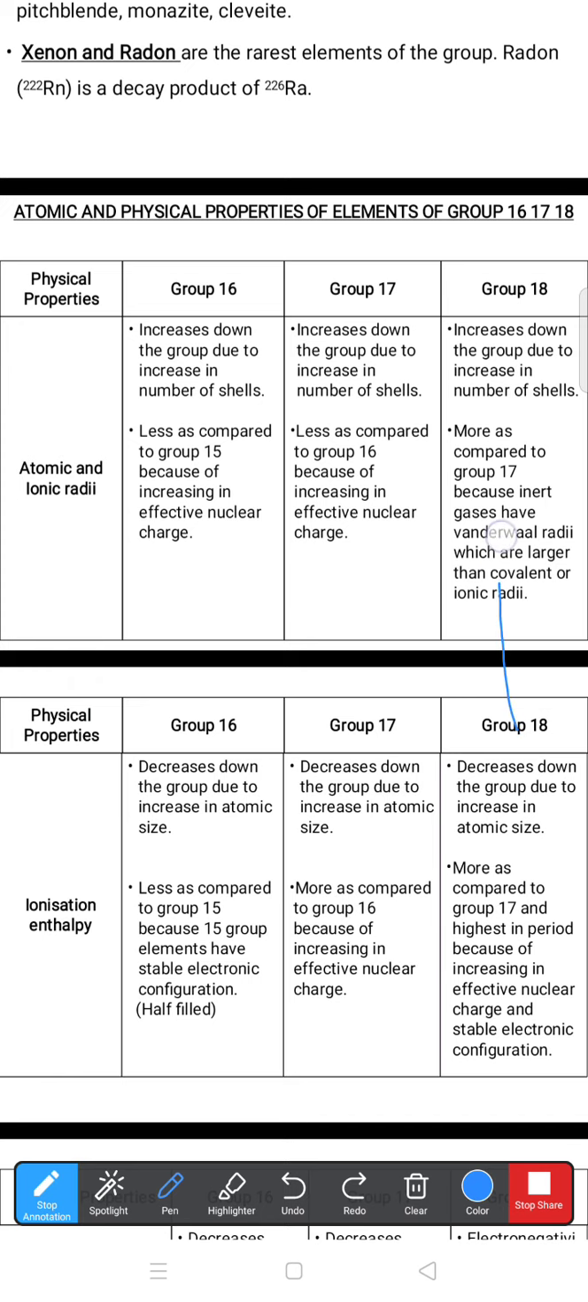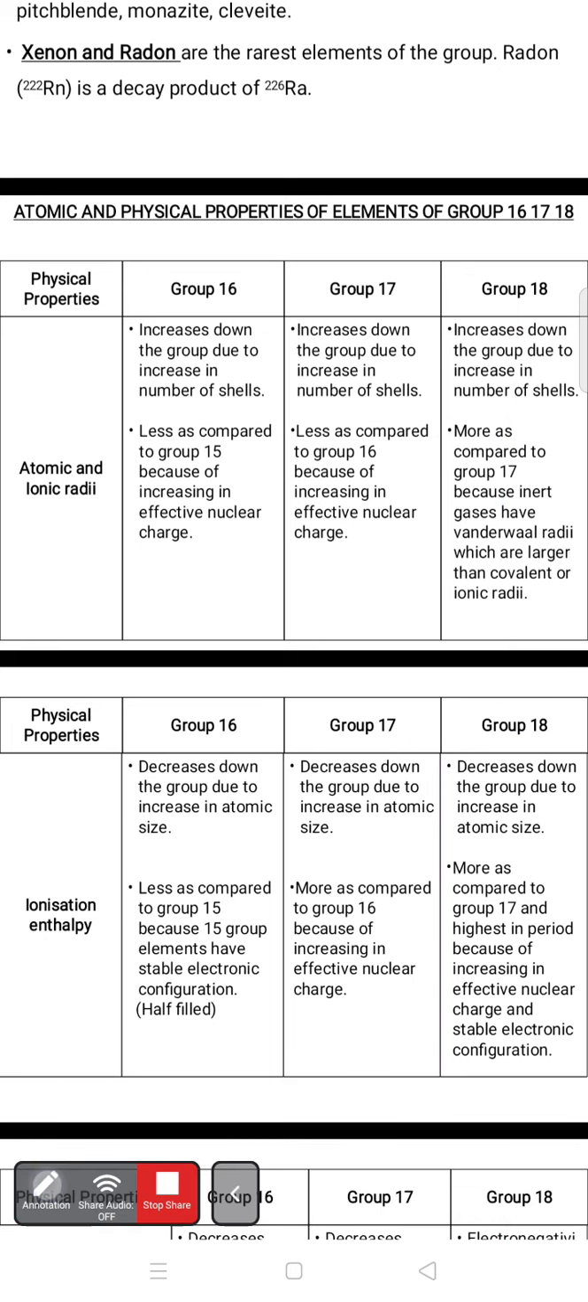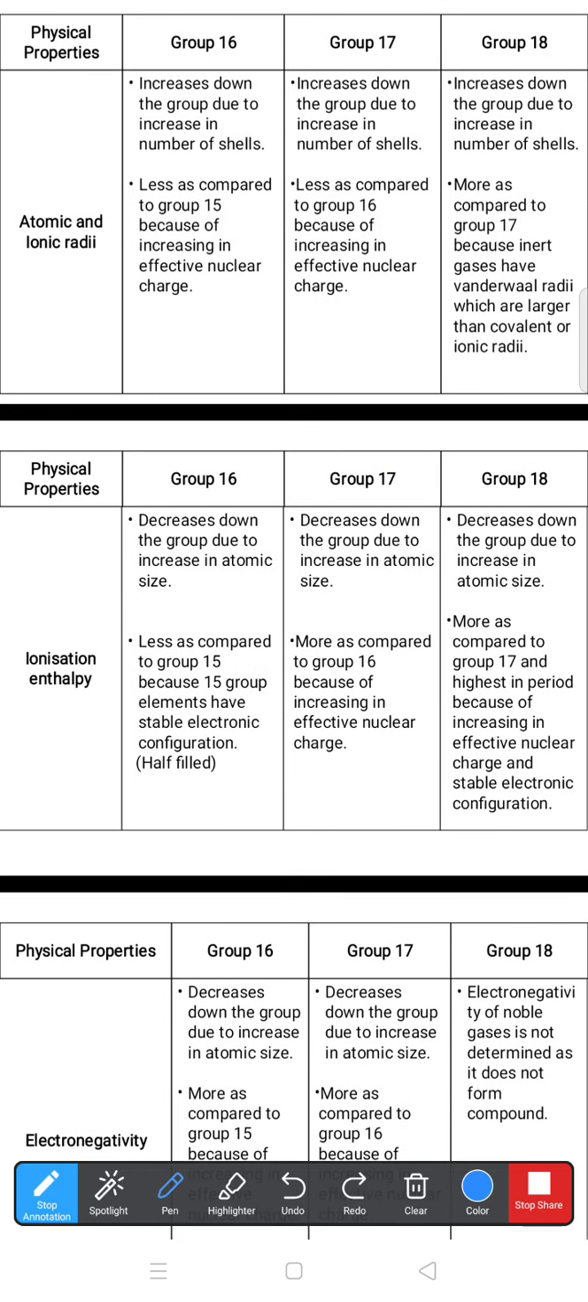Second property we discuss is the ionization enthalpy. Ionization enthalpy shows a decrease down the group due to the increase in atomic size in case of group 16. While in group 17, it decreases down the group due to the increase in atomic size. In group 18 also, it decreases down the group due to the increase in atomic size. Now, besides atomic size, this ionization enthalpy can be compared across groups 16, 17, and 18.